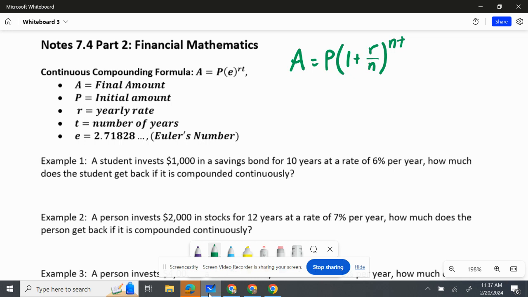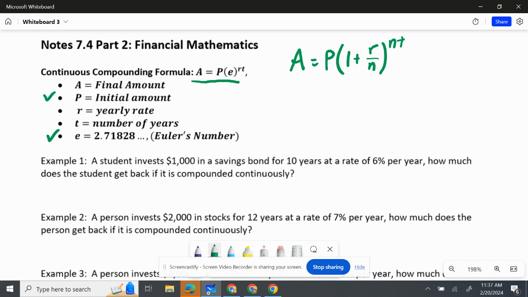We're going to continue with financial math. We're going to look at the continuous compounding formula, and that would be A equals P, which is our initial value. Then e, and the number e is similar to the number pi, 2.71828, and it keeps on going.